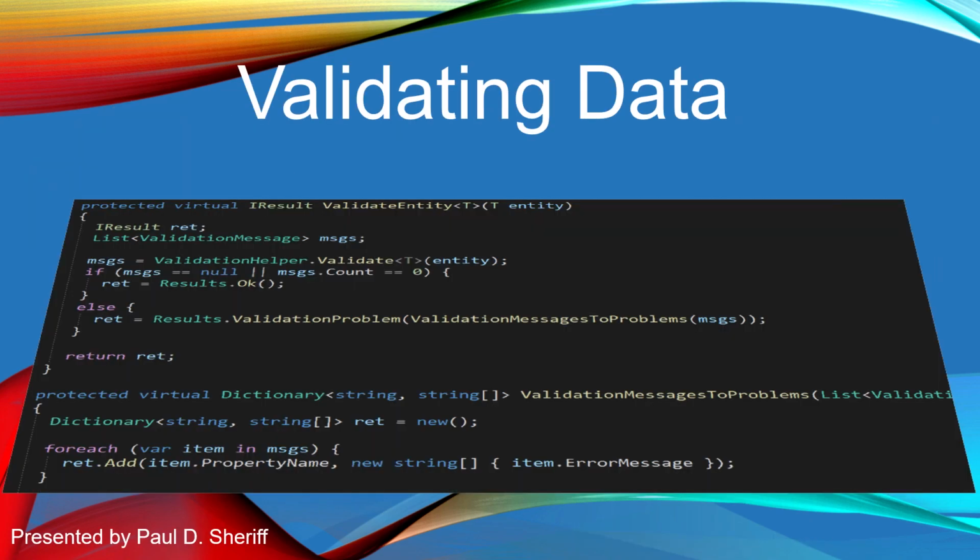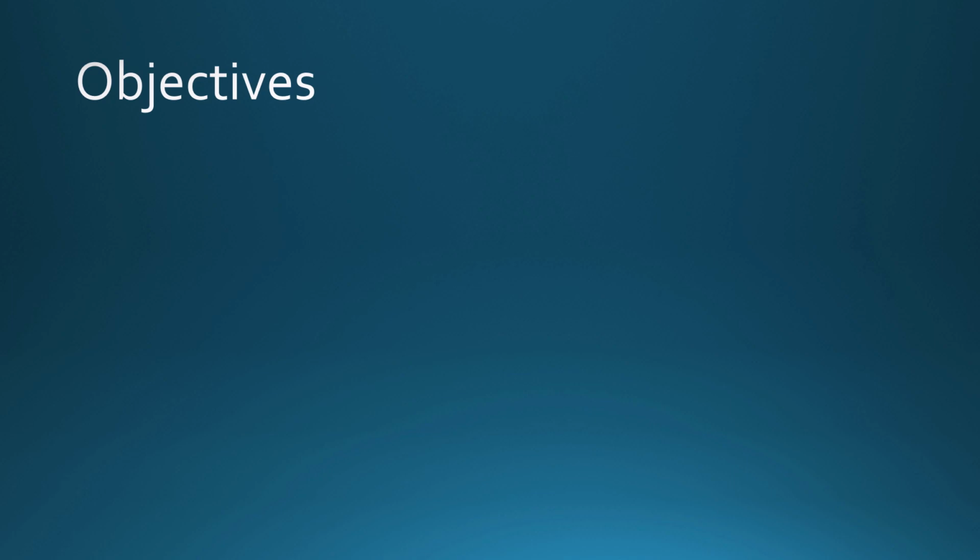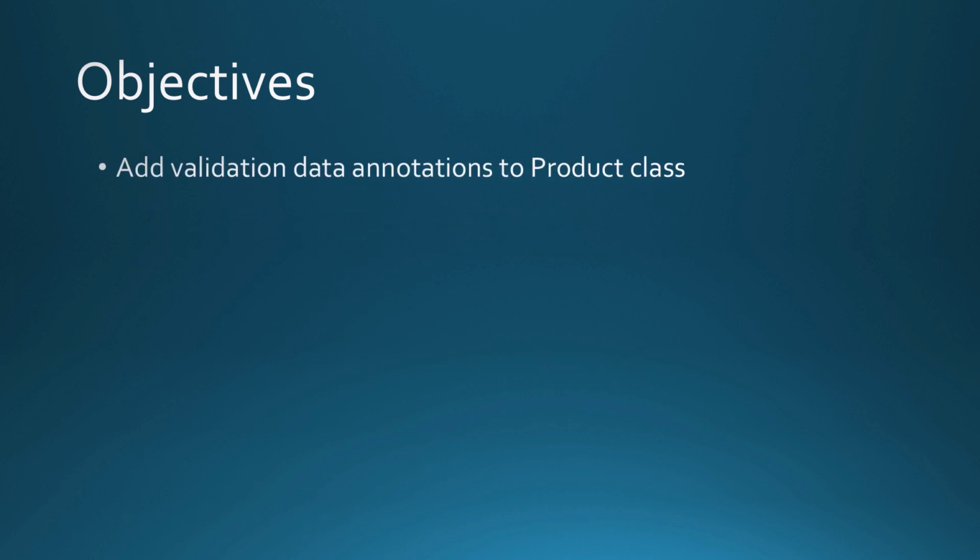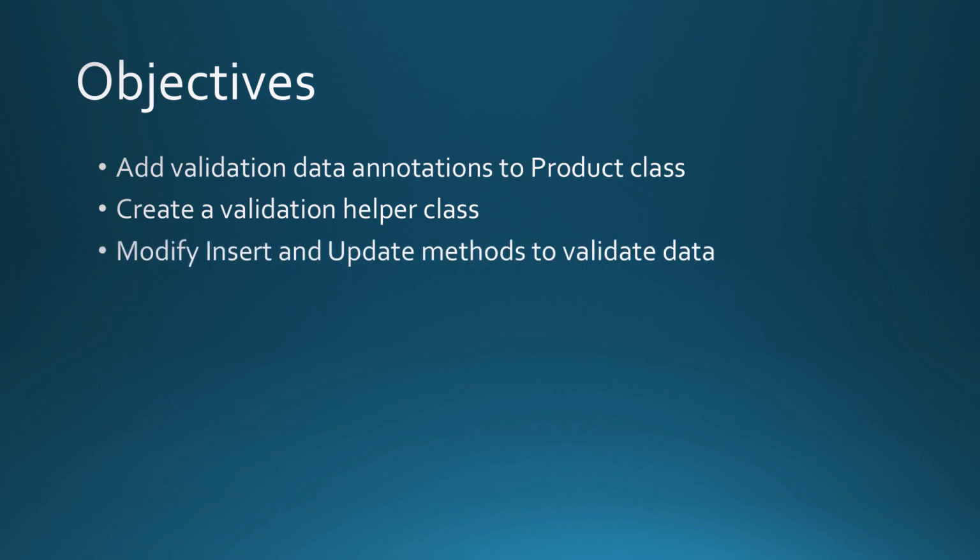This lesson is validating data. The objectives for this lesson are to add validation data annotations to our product class. We're going to create a validation helper class that will help us with the validation itself. And then we're going to modify the insert and the update methods to call the validation of the data.